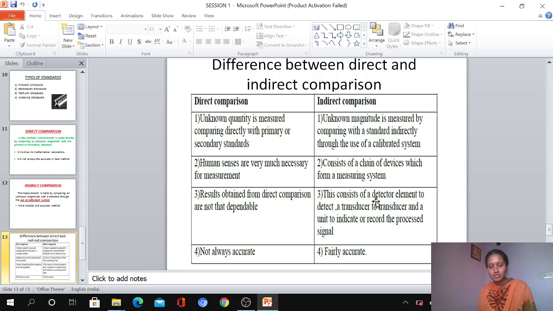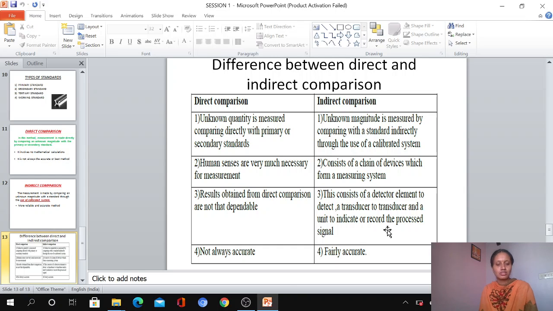See, this consists of a detector element to detect, a transducer to transduce, and a unit to indicate or record the processed signal. Here we have some feedback element like that. It will sense the input, and it will transduce. Transducing means if there is some amplification, it will amplify that. So finally it will indicate the result.